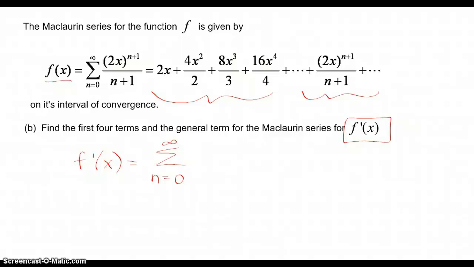So if this is f of x, then I'm going to show them that I recognize f prime of x is going to be the derivative. Now I'm taking the derivative with respect to x. That means the power pops down front, right?